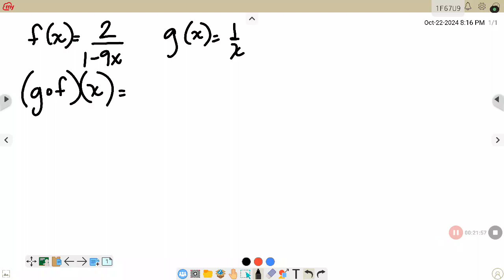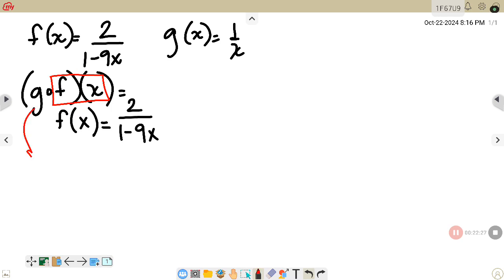And now we will find it the other way around. So we have found f of g of x. Now we are going to find g of f of x. So f of x comes first. f of x is 2 over 1 minus 9x. And again, that's as far as I can take that because that doesn't simplify.